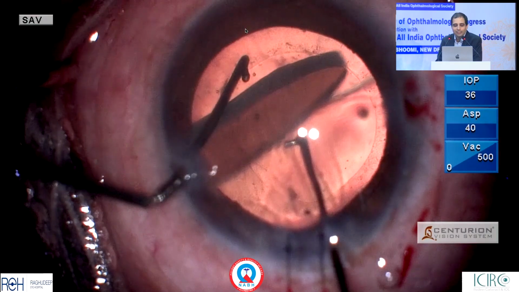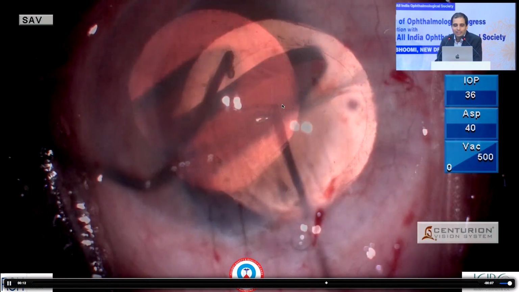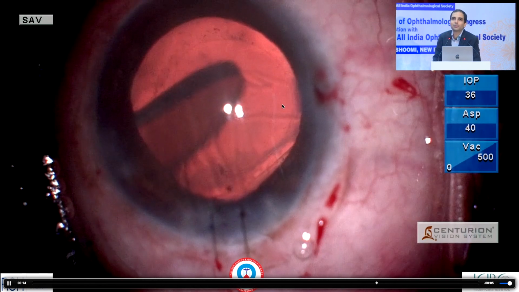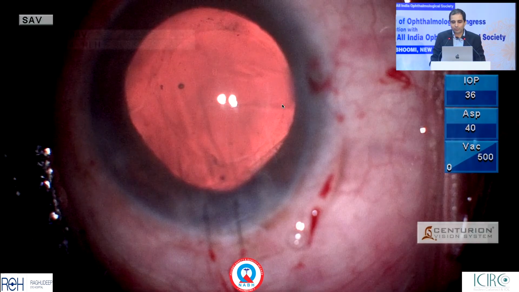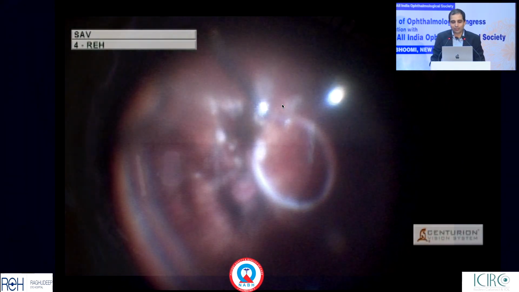But before anything else could be done, the IOL decided to say bye-bye to us. So we had to call the retinal surgeon back again, trocars were put again, and the IOL was brought out, lying on the retina.